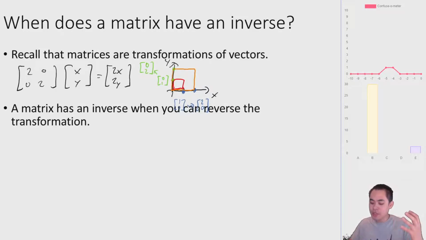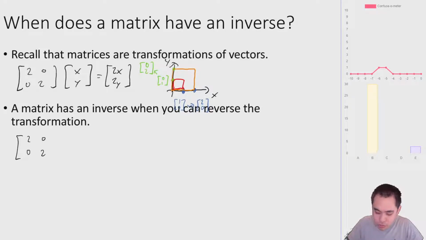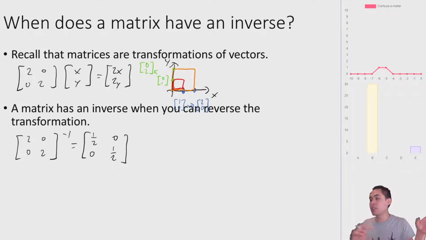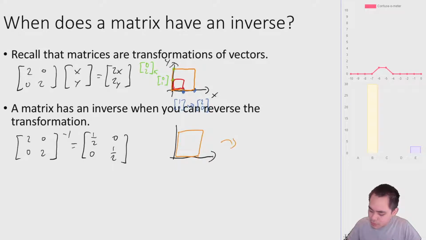A matrix has an inverse when you can reverse the transformation. This was a simple matrix, and the transformation was making things bigger. Does this matrix have an inverse? Yes, you just shrink everything again. This is not too hard to solve, but the inverse of 2, 0, 0, 2 is just 1/2, 0, 0, 1/2. The previous matrix expanded everything by 2. This matrix shrinks everything by a factor of 2 because you're multiplying by 1/2. So you start with this big box, and it shrinks down to this small box.